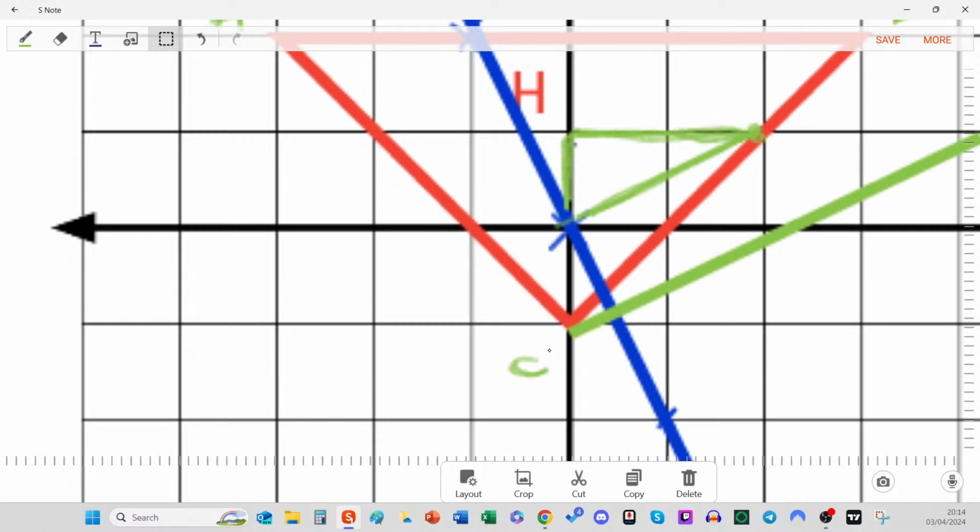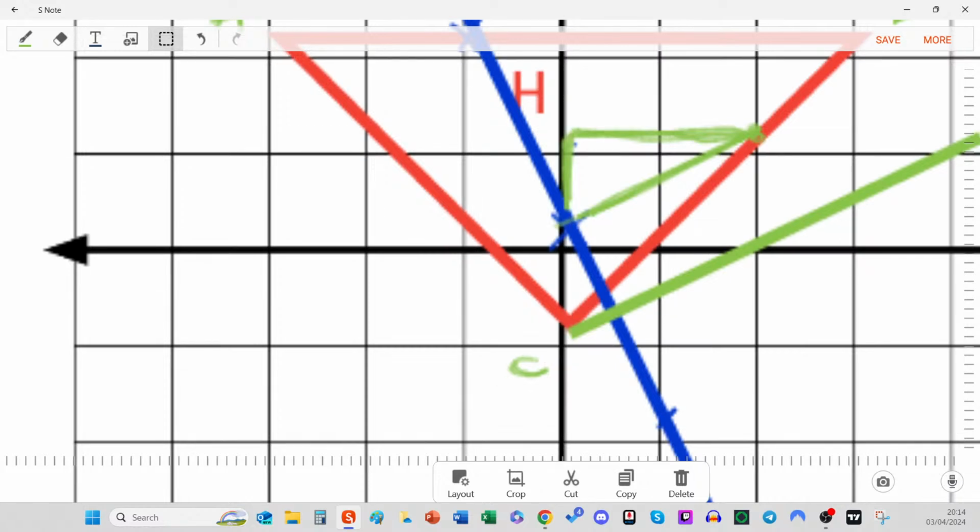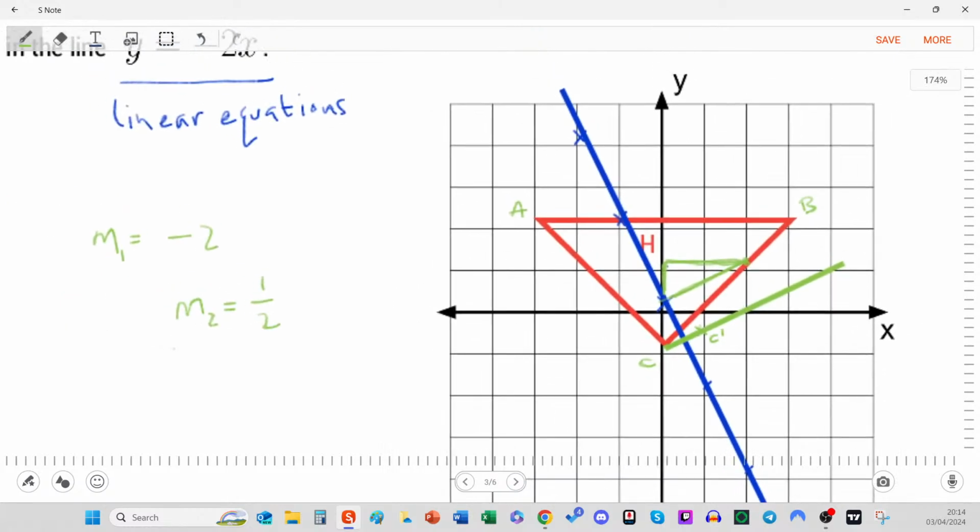So the distance from C, which is right here, to the line is this distance here, and it's going to be equidistant on the other side. So there's the new C. And we call the new C, C prime, if you will.